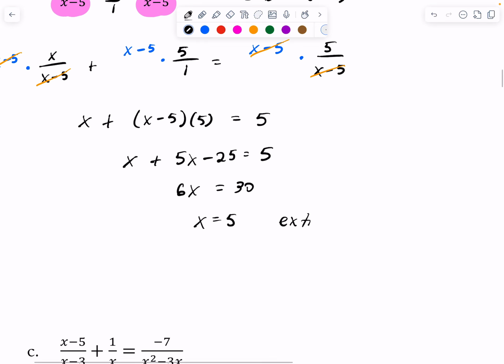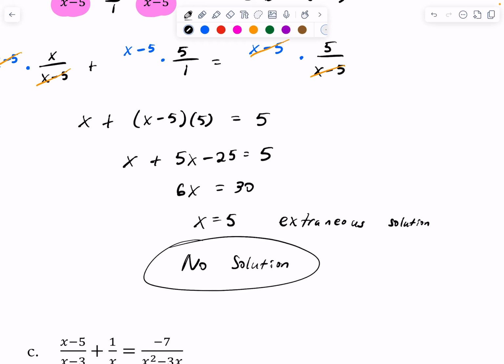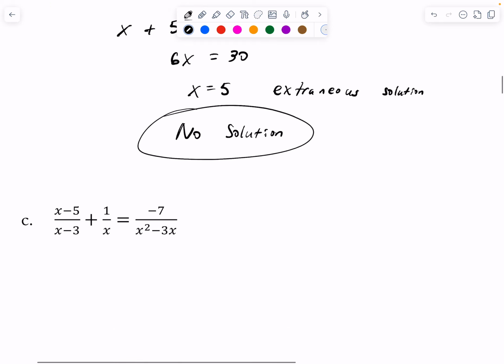So this is called an extraneous solution. And that's the only one I found. So if this one doesn't work, then I'm actually going to write no solution here. There's no x value that would make this true if the only one I found would make a denominator become 0. Okay, let's try C.